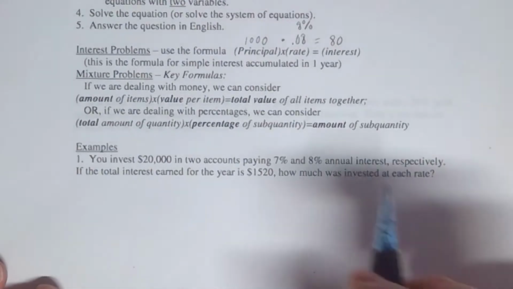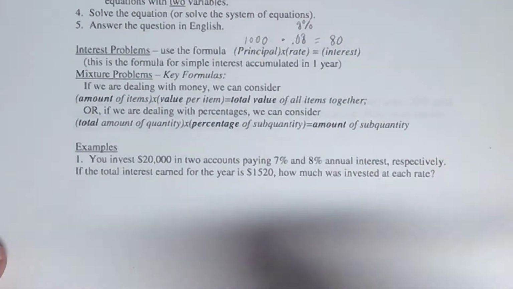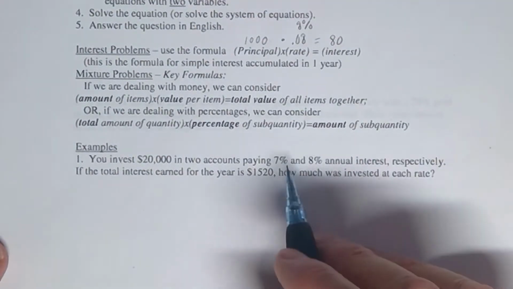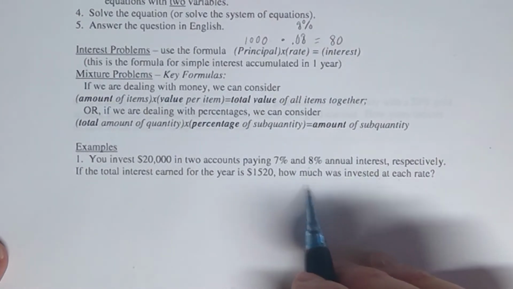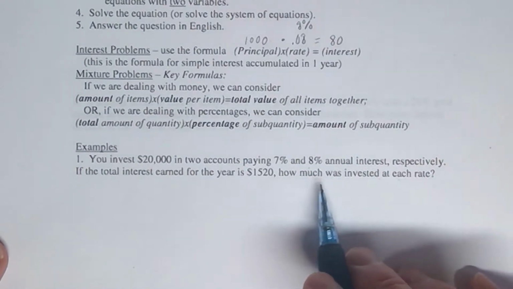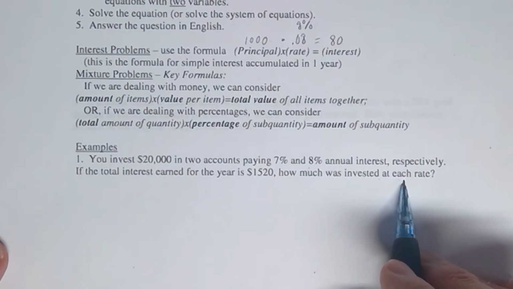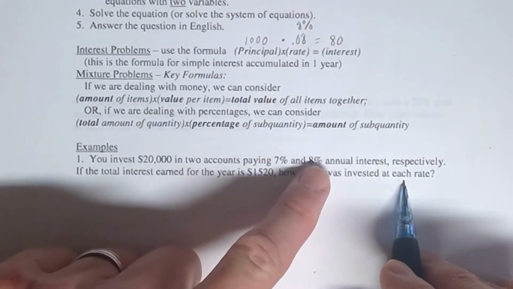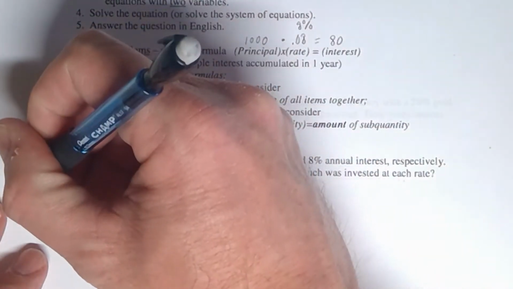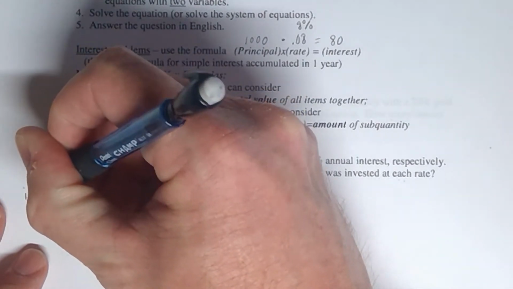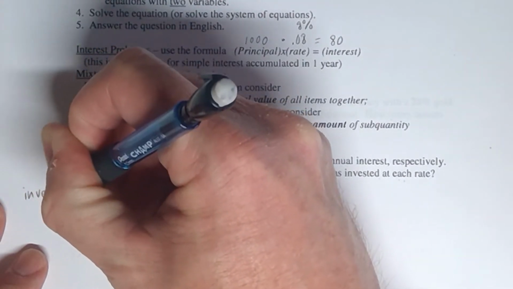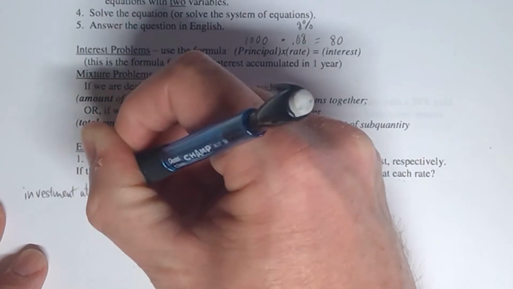Back to the problem now. It says how much was invested at each rate. There are two rates, right? That means we have two questions here: how much was invested at 7% and how much was invested at 8%. So let's write that down. Investment at 7%.